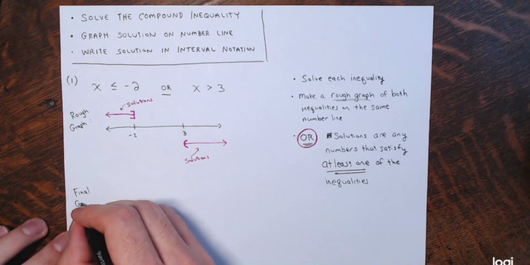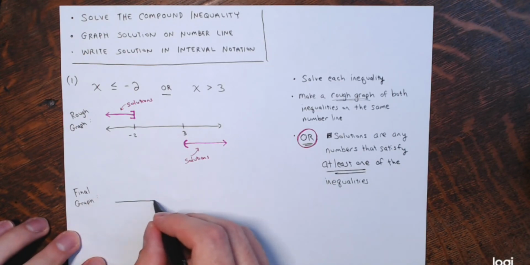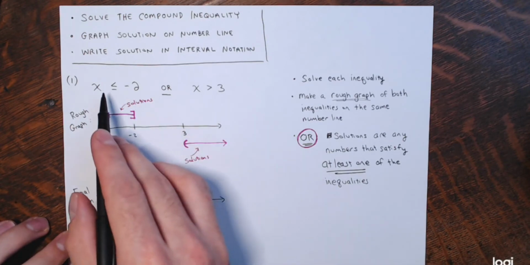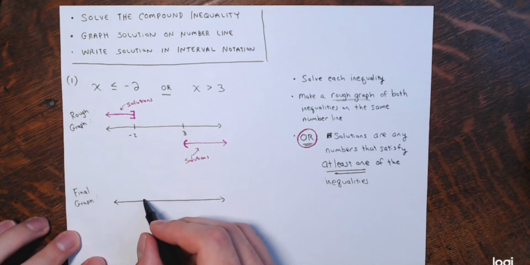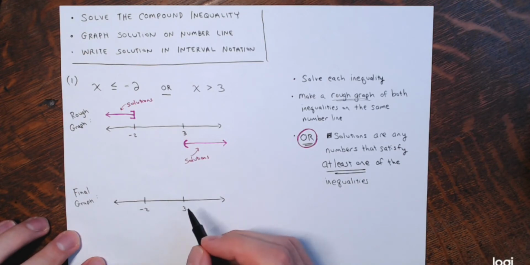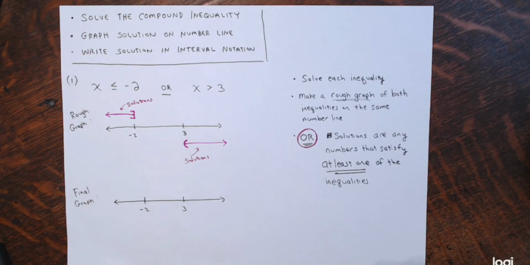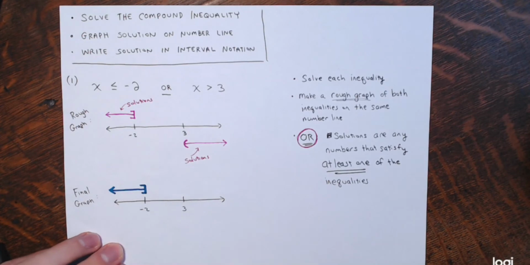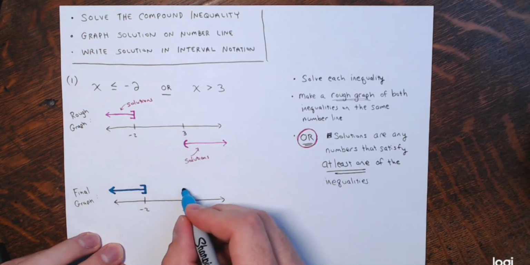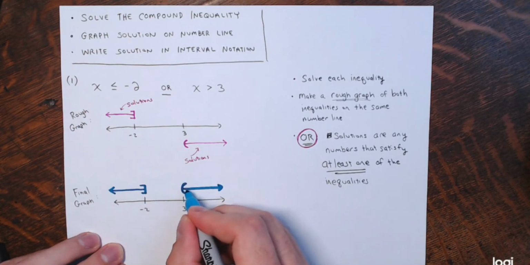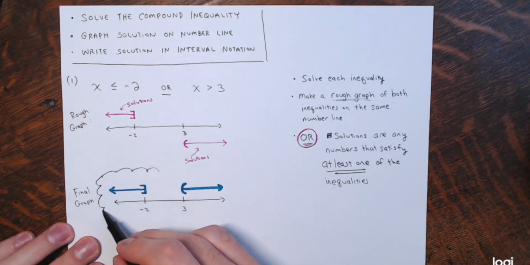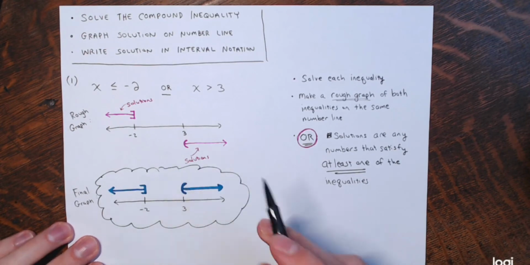All right, so the final graph, which is going to be a number line where I mark off all the solutions to the compound inequality, every number that satisfies this or statement. It's just all these numbers here. All the numbers less than or equal to -2, all the numbers left of -2, including -2. Basically, I'm just drawing these again, but on top, so that they're part of the same graph. And all the numbers greater than 3, but not equal to 3. I'll bubble this in. Here's the final graph.